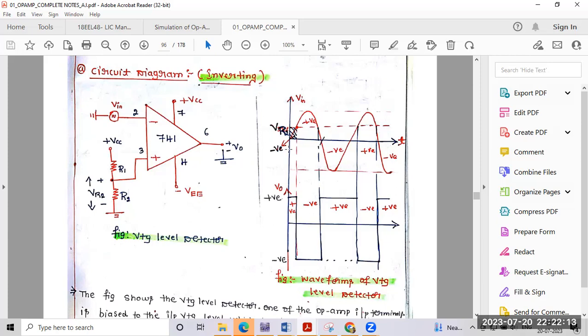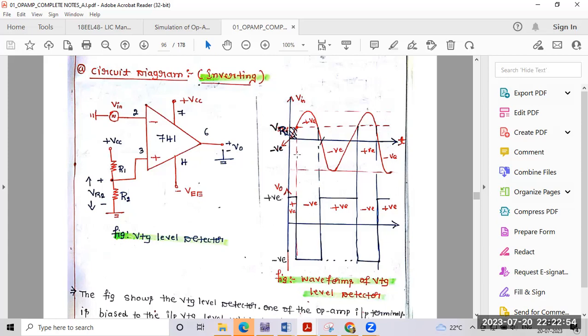First concentrate on the input sine wave. Put one dotted line in the middle of the positive half cycle. There is no dotted line in the negative half cycle, because here I am using positive VCC, so the dotted line is only in the positive half cycle. This dotted line is the reference voltage. What do you mean by this reference voltage?